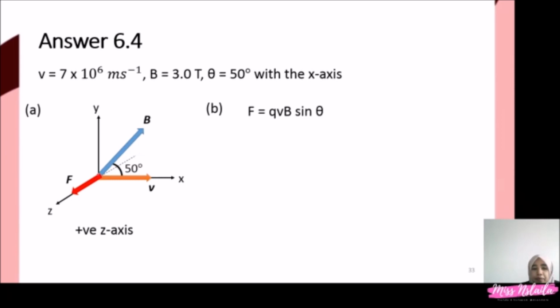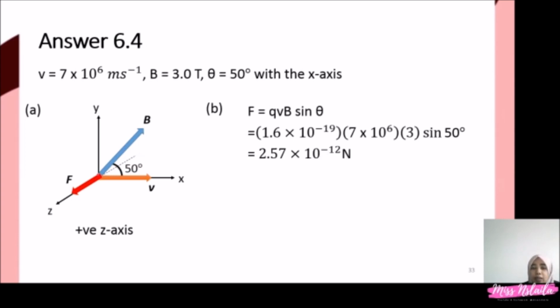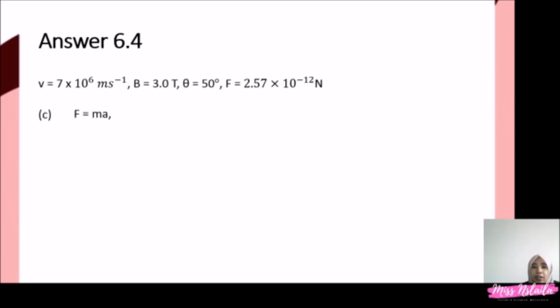For question B, we use the equation F equal to QVB sin theta. Substitute the value of Q. Q is 1.6 times 10 to the power of negative 19. V is 7 times 10 to the power of 6. B is 3 Tesla. And then the angle between B and V is 50 degrees. So from this equation, we will get 2.57 times 10 to the power of negative 12 Newton. For question C, to find the acceleration, we use the equation F equal to ma. Then you will get 1.54 times 10 to the power of 15 meter per second square.